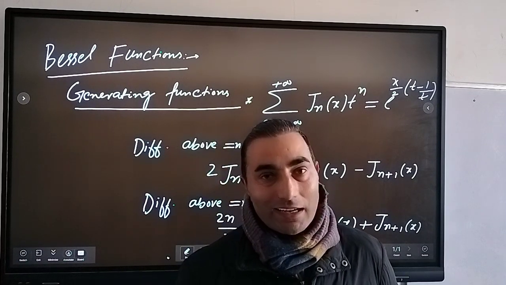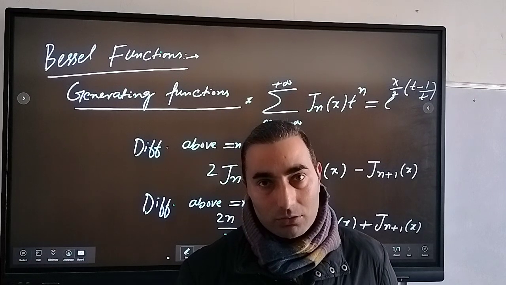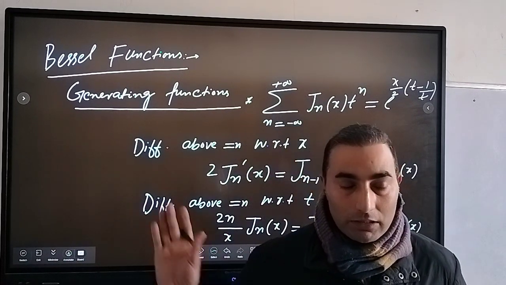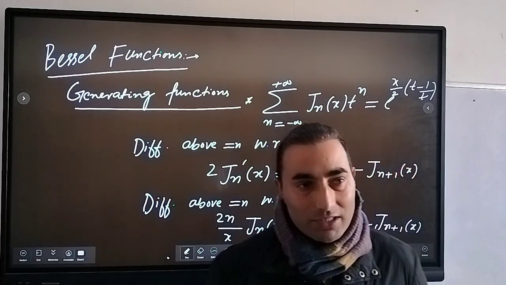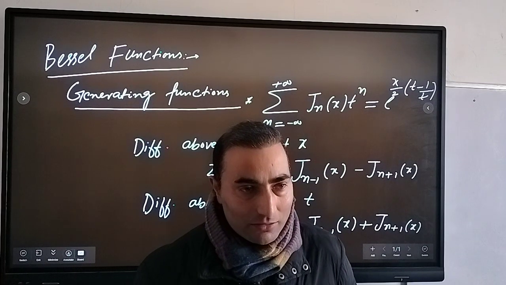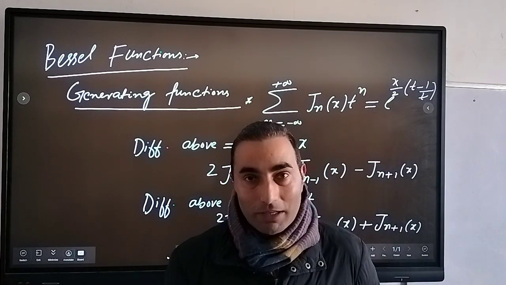That was basically a limitation of this series solution method, which is called the Frobenius method, because the two solutions that we are getting for this Bessel differential equation are linearly dependent, right? So that was a limitation of the series solution method for the Bessel differential equation.